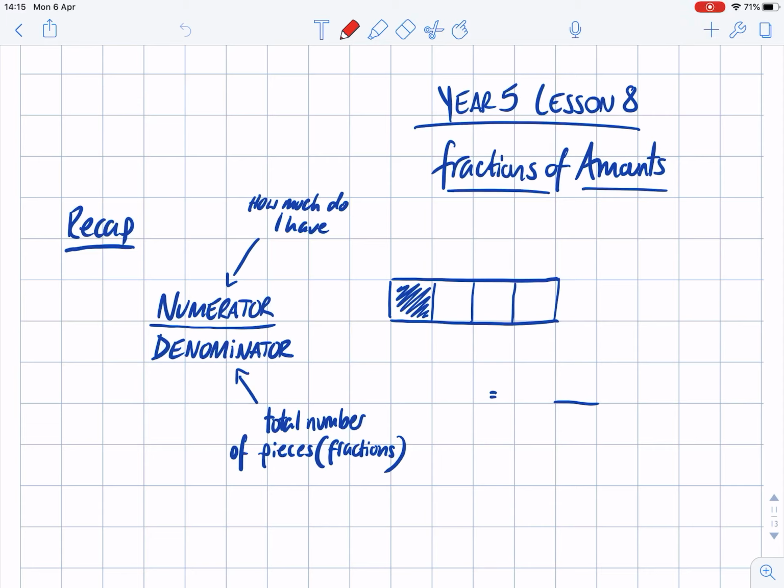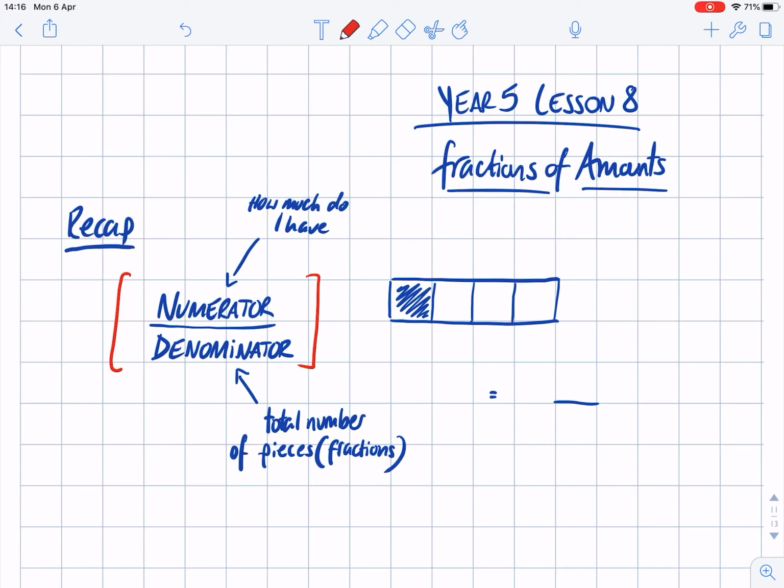Okay, so just a quick recap on what a fraction is. A fraction, or fractions, are equal parts of a whole. So we need to think about splitting something into equal parts. You can see here we've got our fraction. The number above the line is called the numerator, and that refers to how much you have. Usually with questions it's how much of the fraction is shaded.